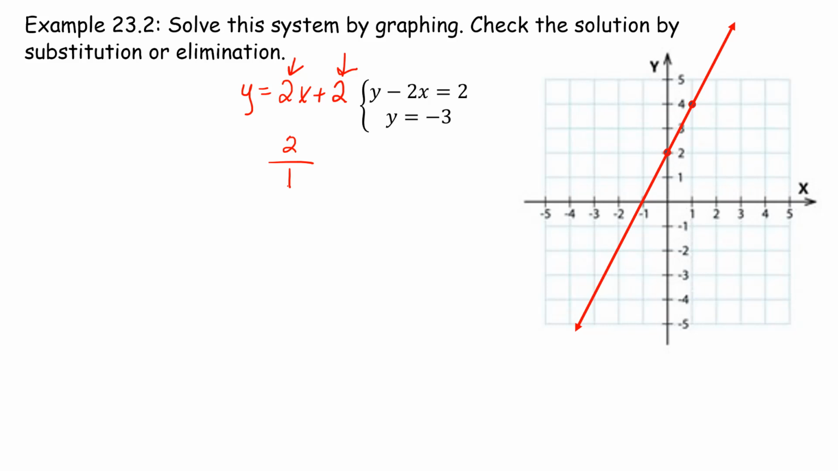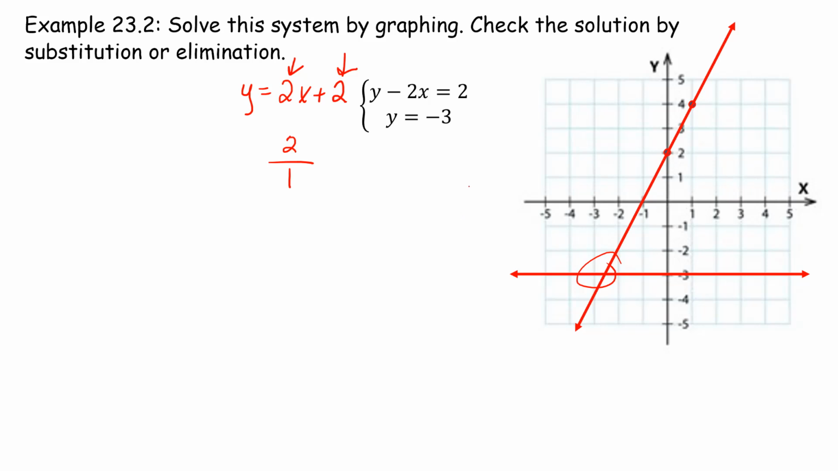And then the line y equals negative 3 is the horizontal line that goes through negative 3 on the y-axis. And so you can see those two lines cross. Definitely the y-coordinate of the point is negative 3, because every point on that horizontal line has a y-coordinate of negative 3. If you look at it, we can't tell exactly what the x-coordinate is.